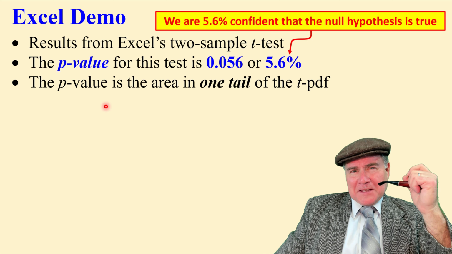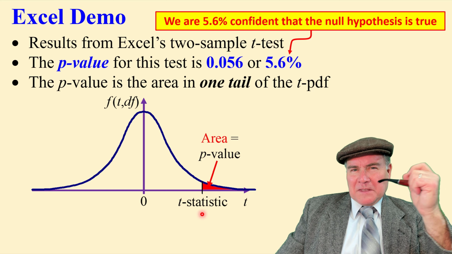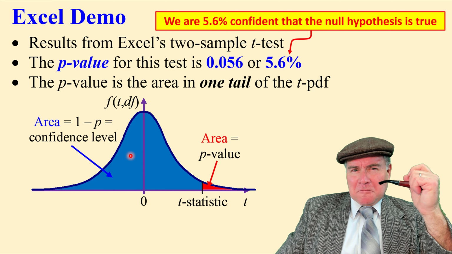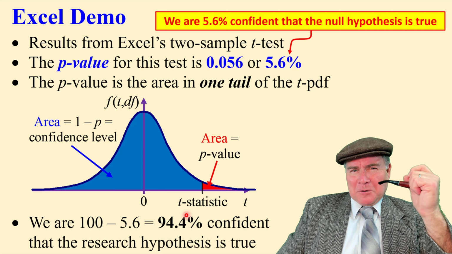This p-value is the area in one tail of our PDF, represented by this red area. This is the t-statistic that Excel gave us. The confidence level is the rest of the PDF. Since the entire area must be 1, confidence level is 1 minus p, blue area. So we are 94.4% confident that the research hypothesis is true.